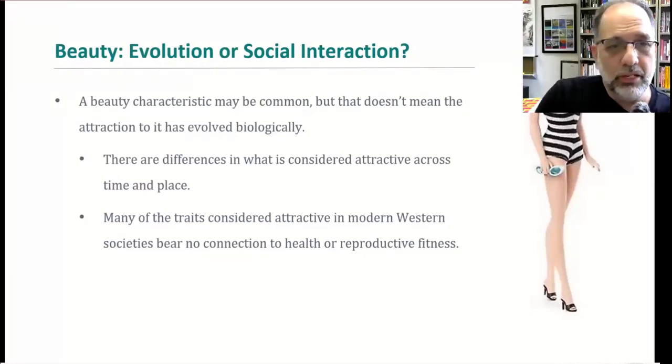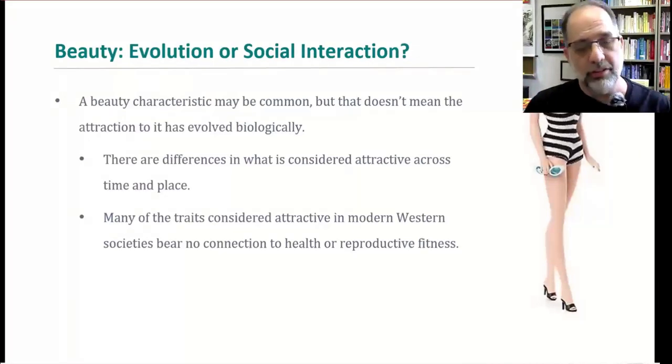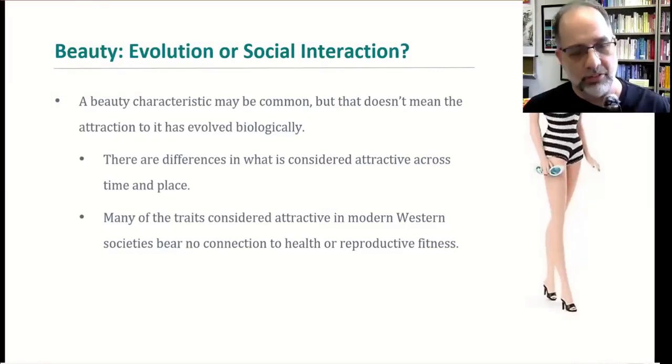Okay. A beauty characteristic may be common, but that doesn't mean that its attraction is biological. That is, something may be considered a benchmark or an indicator of somebody being beautiful, and the fact that everybody seems to agree on that doesn't necessarily mean that it's natural or biological. We certainly have a lot of differences in what is considered attractive across time and place, in different cultures and societies in different times. Many of the traits associated with attractiveness in modern Western society have nothing to do with health or reproductive fitness. So it's not as simple as people finding beautiful the bodies of people who will produce healthy babies, or something simple from an evolutionary point of view. It's definitely not that simple.